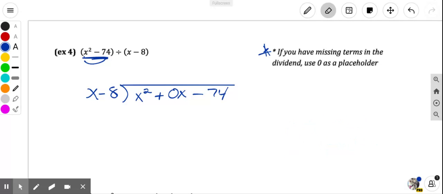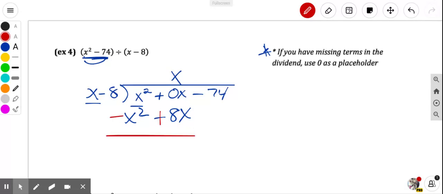Okay, so now we're going to do the same thing. X times what gives me x squared? It's x. I'm going to write it above the x term. And then you multiply this times both of these. So x times x is x squared. X times negative 8 is negative 8x. Remember, we're subtracting, so we're changing both signs. And then you combine. X squared plus negative x squared is gone. 0x plus 8x is 8x. Bring down the negative 74.